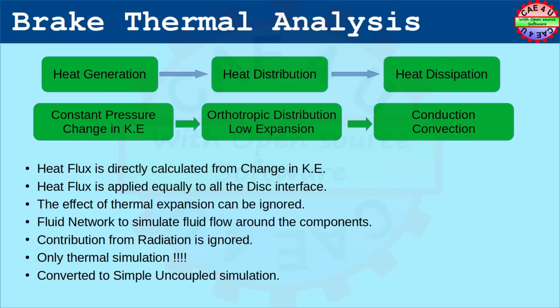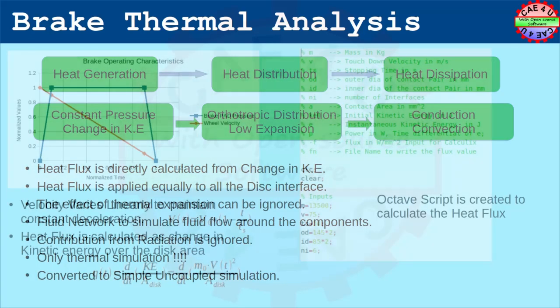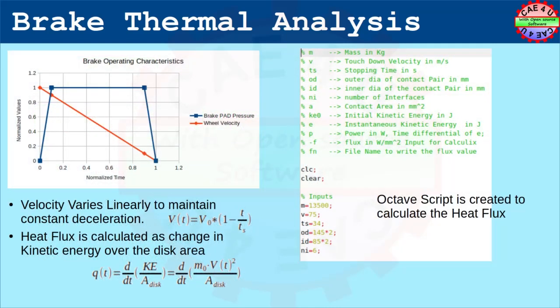Further, since there is no need for pressure values, this is further simplified to only a thermal simulation. We can expect that significant overhead reduction can be achieved by converting this coupled simulation into an uncoupled simulation. So, in order to calculate the velocity change, a linear variation is assumed, with the velocity dropping completely at the stopping time.